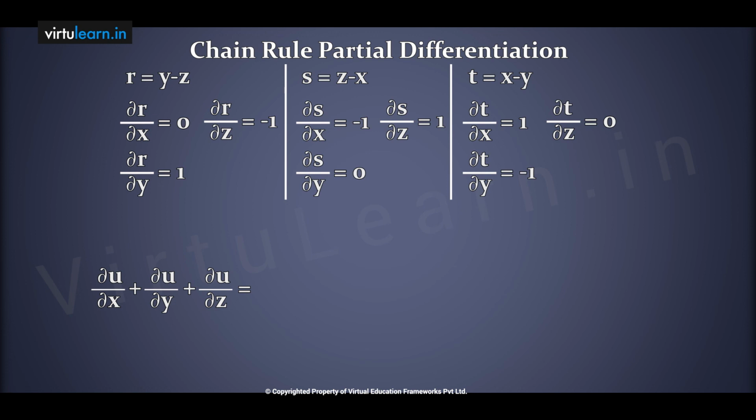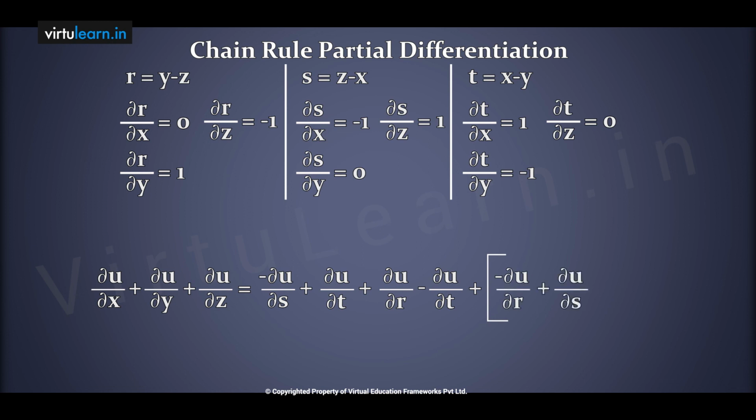Now second term onwards. Second term is ∂u/∂s. What is the value of ∂s/∂x? Minus 1. I am writing directly minus ∂u/∂s. Similarly, next term, ∂u/∂t into ∂t/∂x. What is the ∂t/∂x value? 1. Means ∂u/∂t into 1. Means for ∂u/∂x, I am getting here minus ∂u/∂s plus ∂u/∂t. Similarly, when you are substituting the remaining values, ∂u/∂r minus ∂u/∂t plus in bracket minus ∂u/∂r plus ∂u/∂s.